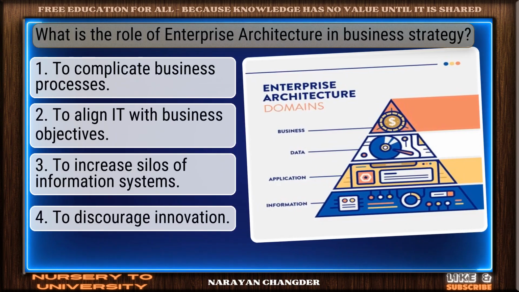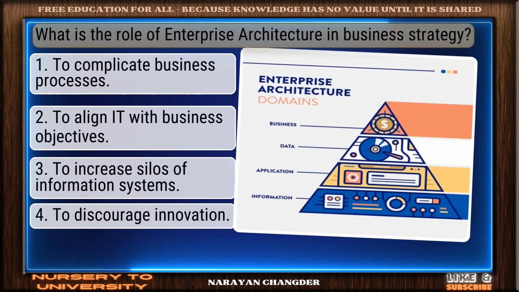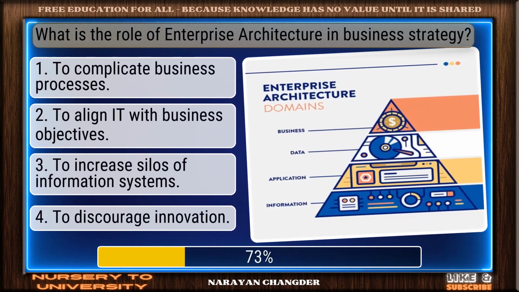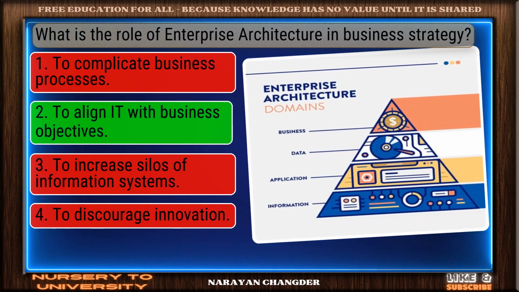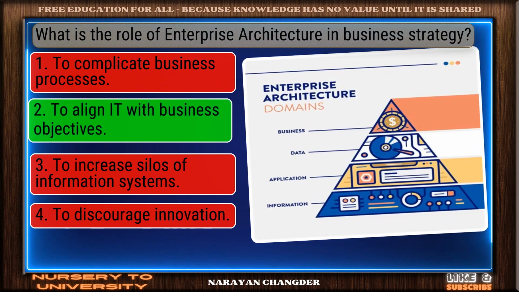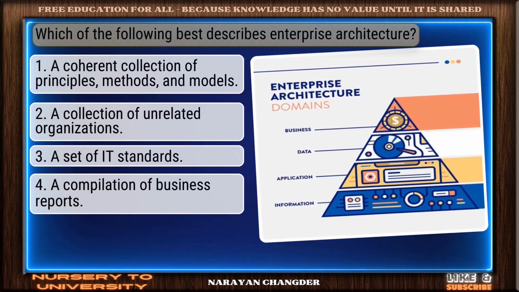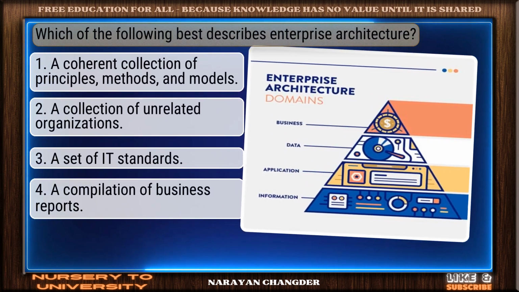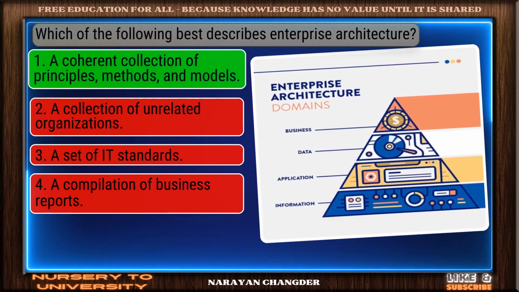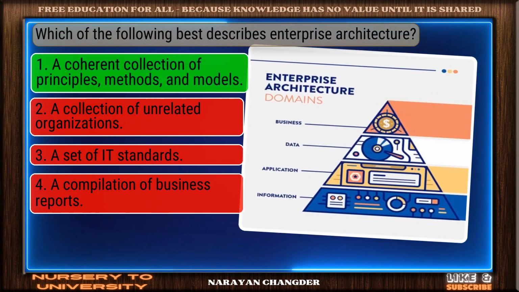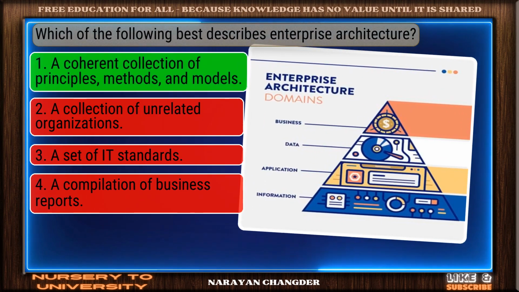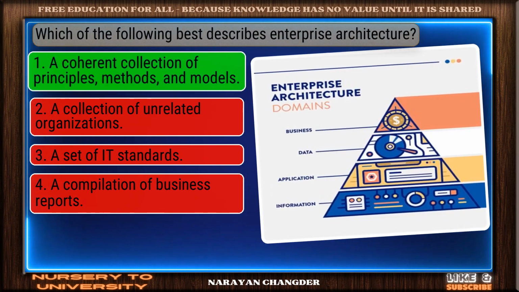Question number 39. What is the role of enterprise architecture in business strategy? On track. To align it with business objectives is the correct answer. Question number 40. Which of the following best describes enterprise architecture? Exactly. A coherent collection of principles, methods, and models makes sense, and it is right choice.